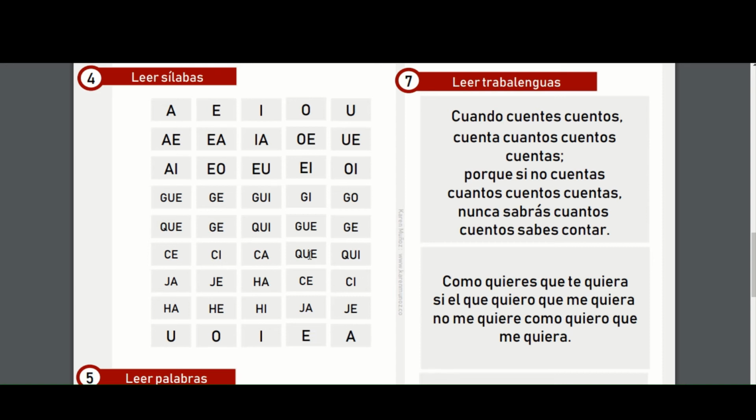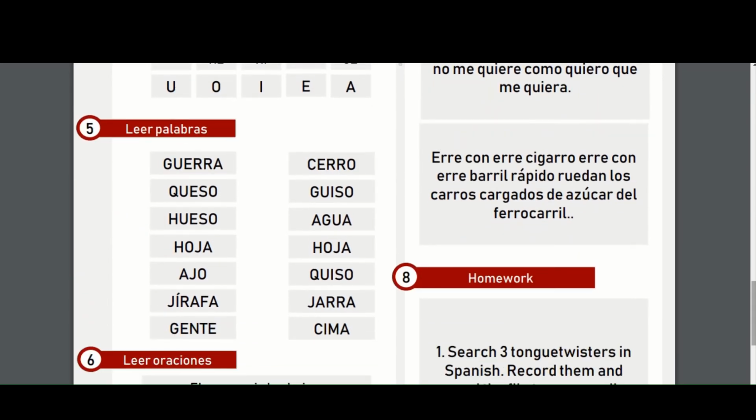Okay? So please practice this until you feel that you are very familiar with this, because these are the trickiest combinations that I feel exist in Spanish. Here there are some words we can practice. So guerra, cerro, queso, guiso, hueso, agua, hoja, ajo, quiso, jirafa, jarra, gente y cima.